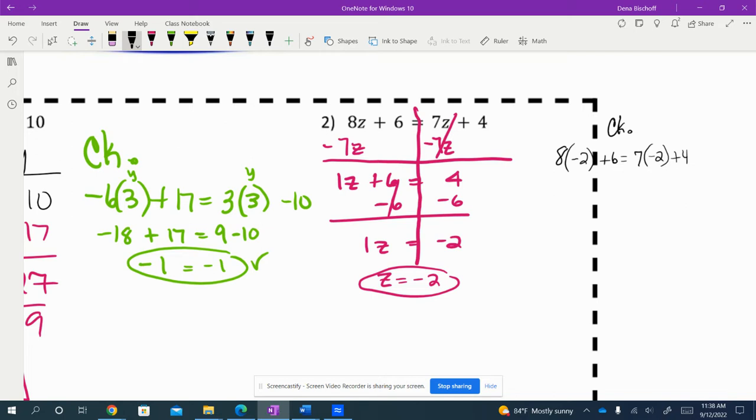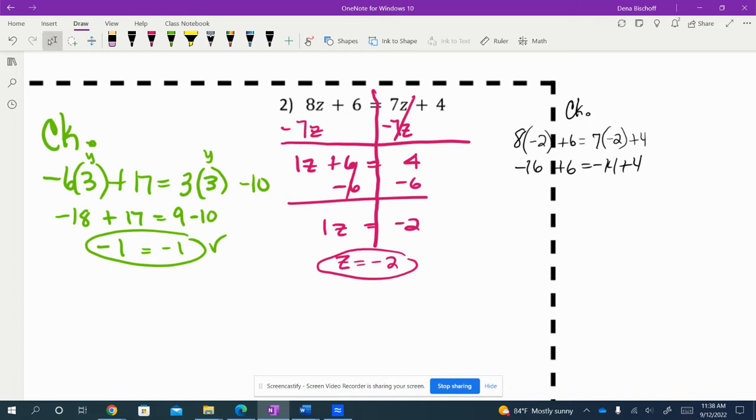8 times negative 2 is negative 16 plus 6 equals 7 times negative 2 is negative 14 plus 4. I know there's that big black line in between there. I tried coloring it white. It's not working. So negative 16 plus 6 is negative 10. And negative 14 plus 4 is negative 10. Does negative 10 equal negative 10? Yes, always. Check. We're good.